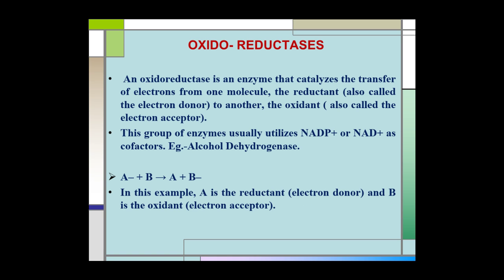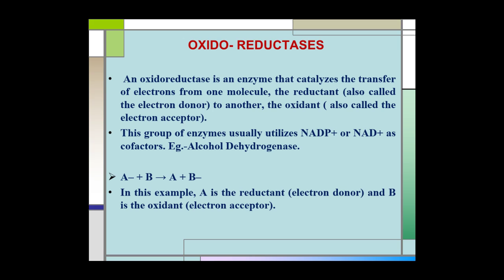Now the 6 classes of enzyme. The first class is oxidoreductases. An oxidoreductase is an enzyme that catalyzes the transfer of electrons from one molecule, that is the reductant, to another molecule, which is the oxidant. The reductant is also called the electron donor and the oxidant is called the electron acceptor.